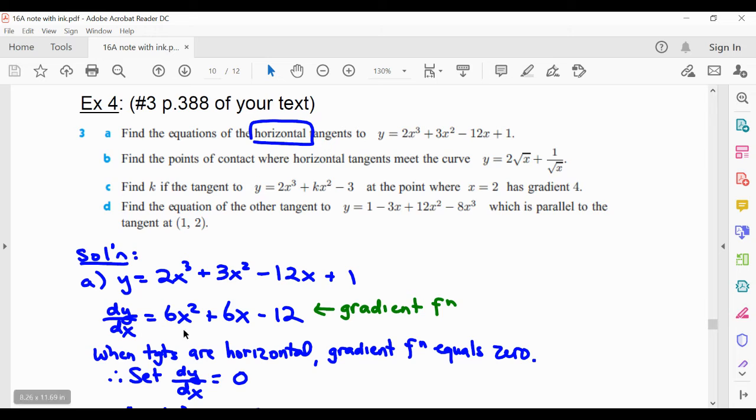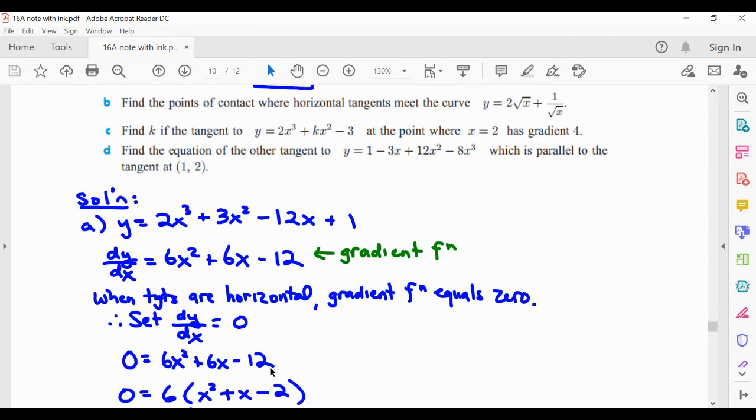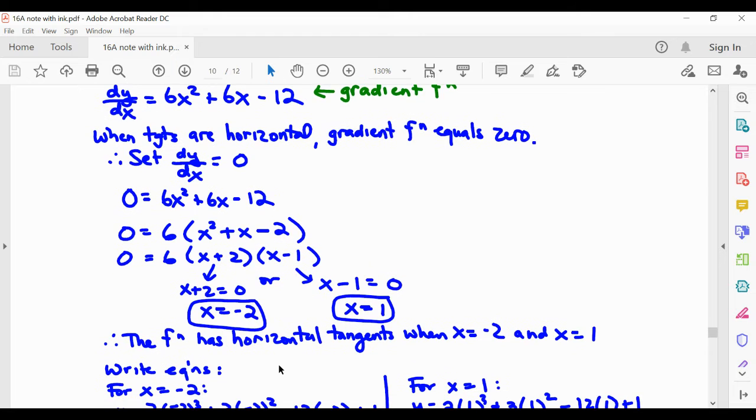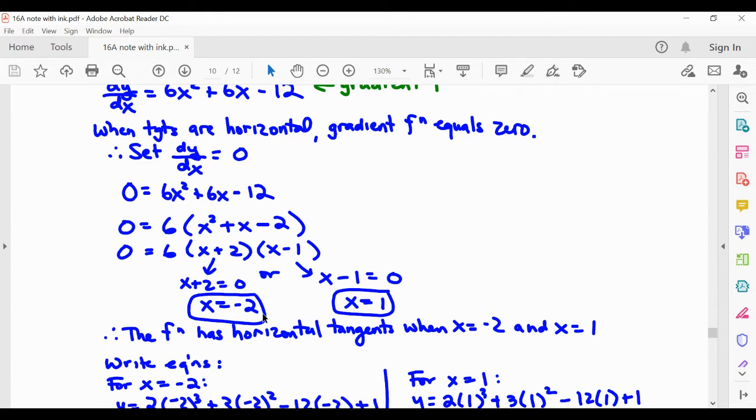So I'm going to take my expression here and find the derivative. It's not a very difficult derivative to find, luckily. So we have a gradient function that is a quadratic. And then we need to remember when tangents are horizontal, that means that their slope is equal to 0. Okay? So we're going to set this whole function equal to 0, and we're going to solve for x. So we're going to use a factoring strategy, common factor out of 6, factor this simple trinomial, and we find out that x could be -2 or x could be equal to 1. So there's actually 2 spots on that curve where we have horizontal tangents.